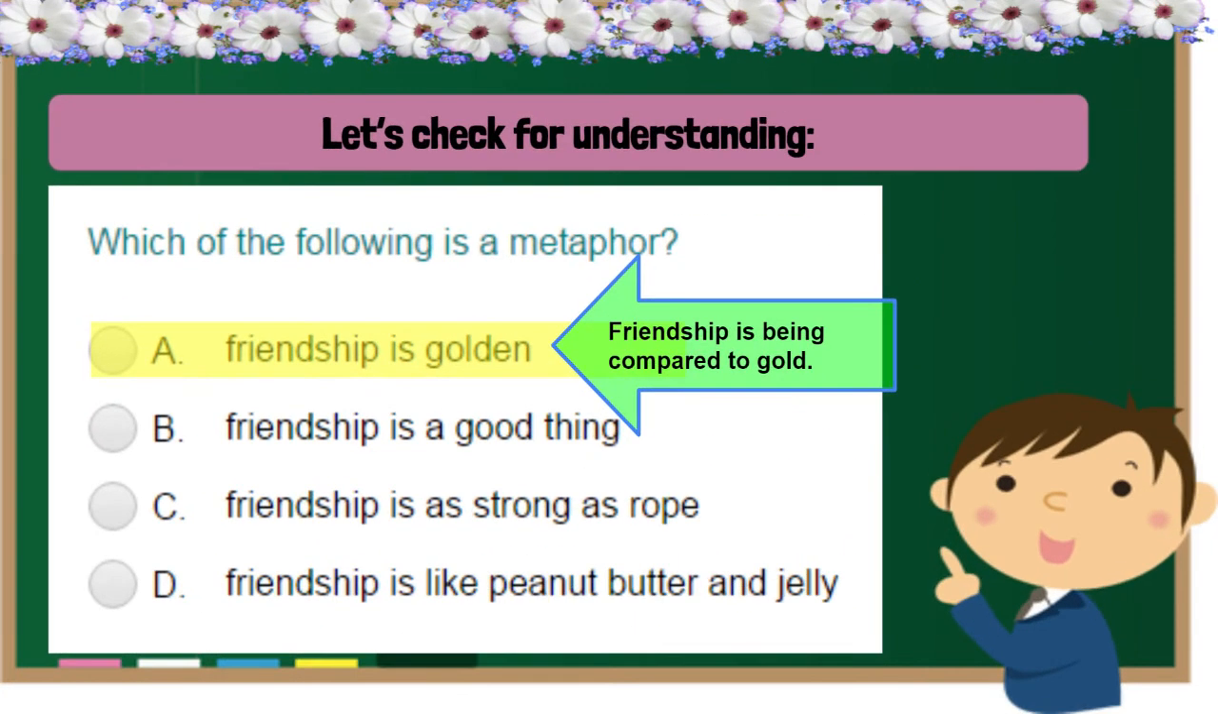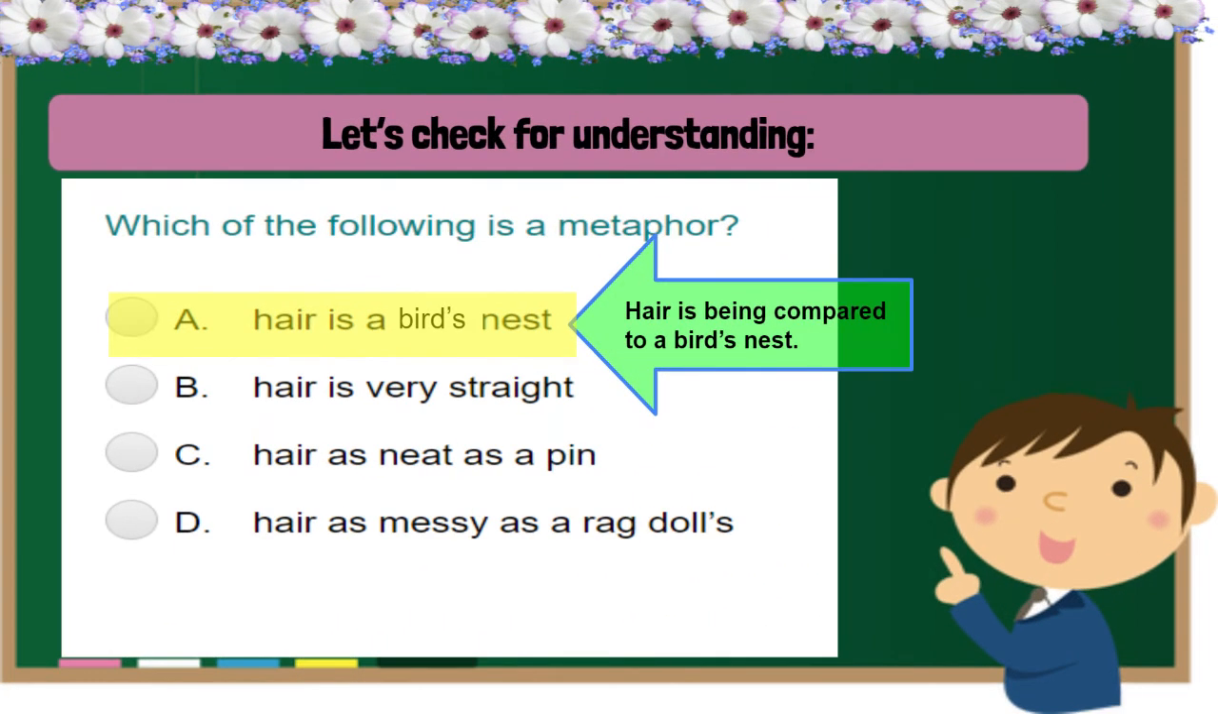So, which of the following is a metaphor? Friendship is golden. Yes, you're correct. Friendship is being compared to gold. Great job. Let's keep going. Which of the following is a metaphor? Hair is a bird's nest. Hair is being compared to a bird's nest. Great work.